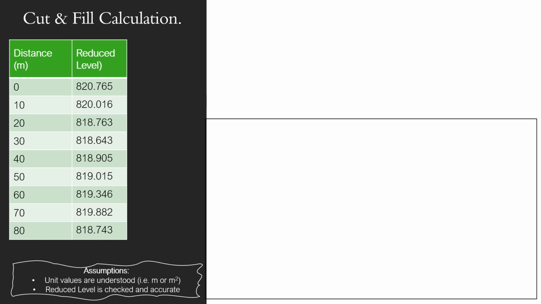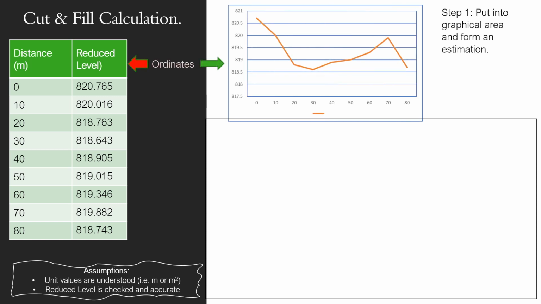So we've got our reduced levels and our distance. The first thing we want to do is get an estimation in graphical form. That's what I like to do, just to make sure I've got my calculations correct.